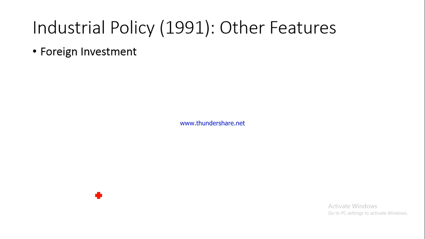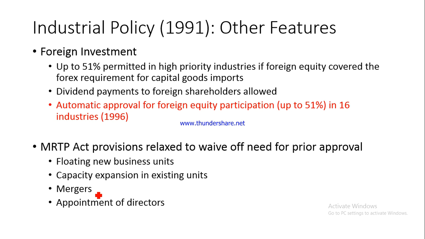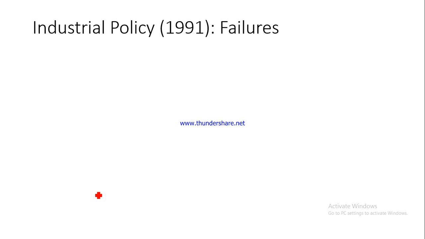Then what are the other features? Foreign investment, we have discussed. MRTP Act, how the provisions were relaxed, that we had discussed. Now we need to talk about the failures of the Industrial Policy 1991. What all were the failures of the Industrial Policy 1991? What it aspired to achieve but could not achieve? What it aimed at but could not realize? This is what we are going to discuss now.